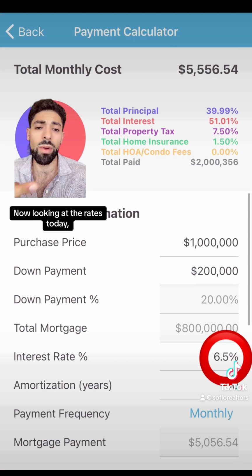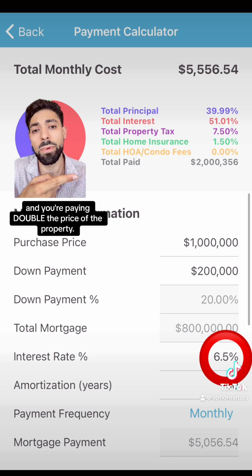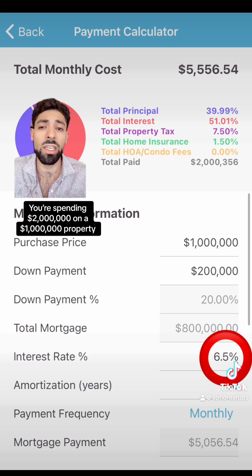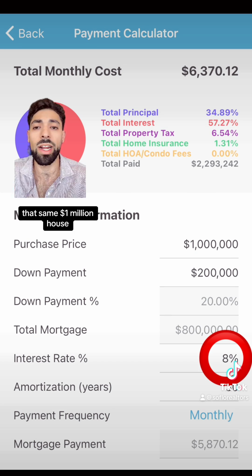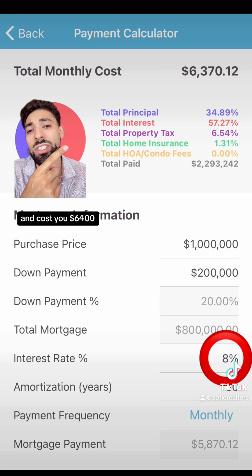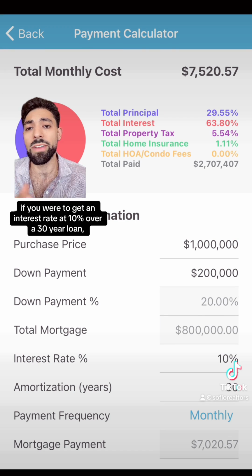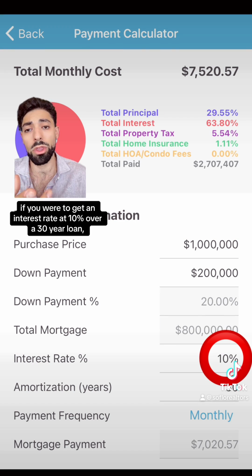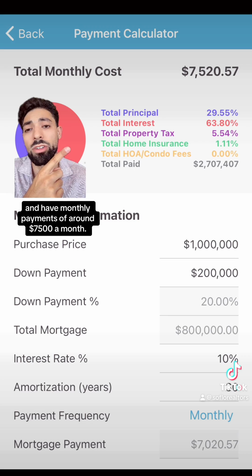Now looking at the rates today around 6.5 to 6.8%, you can see that you're paying around $5,500 in monthly costs and you're paying double the price of the property. You're spending $2 million on a $1 million property over the life of a 30-year loan. So now at an 8% rate, that same $1 million house is now going to cost you $2.3 million over a 30-year lifespan and cost you $6,400, give or take, a month. Now to really give you nightmares, if you were to get an interest rate at 10% over a 30-year loan, you'd be spending $2.7 million on a $1 million property and have monthly payments of around $7,500 a month.